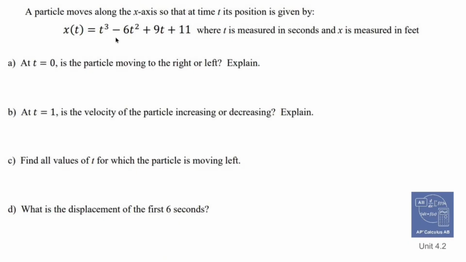A particle moves along the x-axis so that at time t, its position is given by x of t equals t cubed minus 6t squared plus 9t plus 11, where t is measured in seconds and x is measured in feet. All right, so you have this guy moving along the x-axis. Now, this is its position. This is where it is on the x-axis left to right.